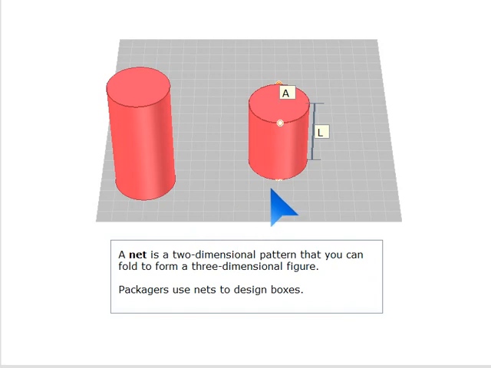Now, why use a net? Well, packagers, people who make boxes or containers, for example, the label you see on your soda bottle, or the label you see on a can of milk, or the labels you see on packages, they are all nets. And packagers use nets to design the different types of fancy boxes that contain different types of food. So this gives you an idea of why you should understand what a net is.